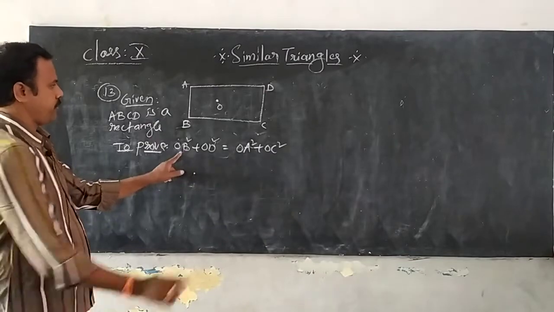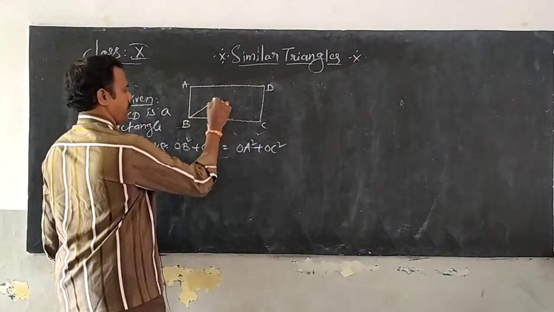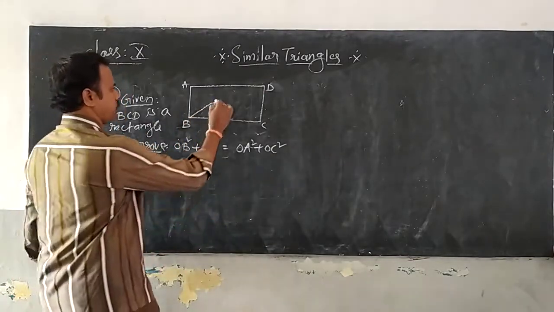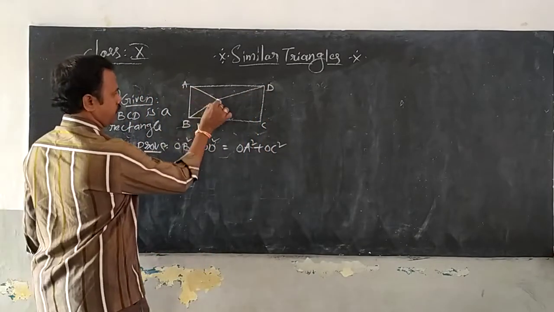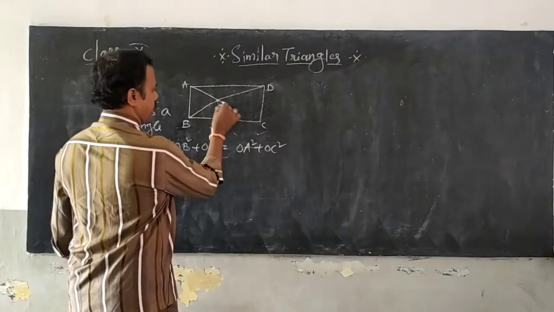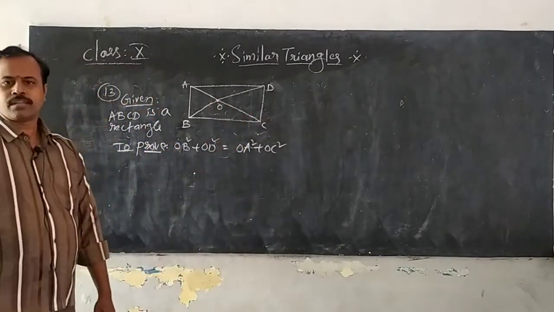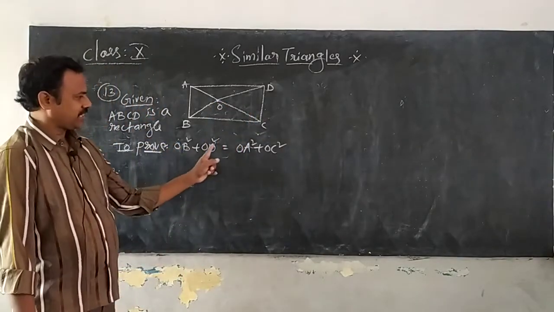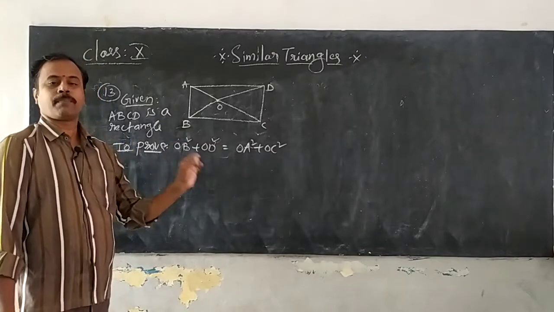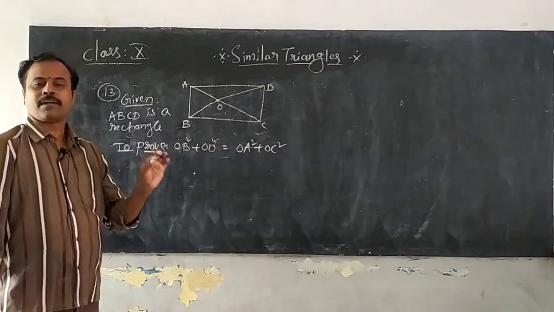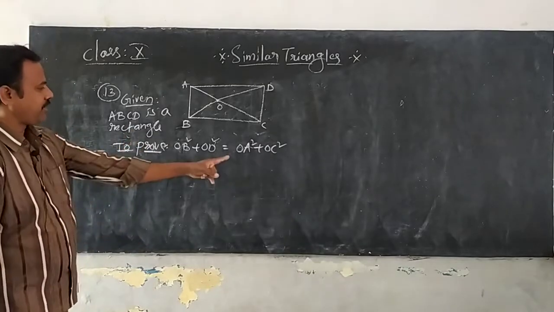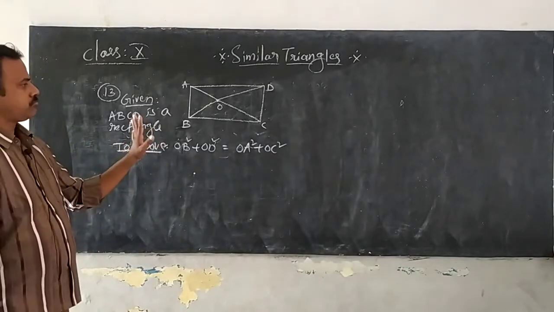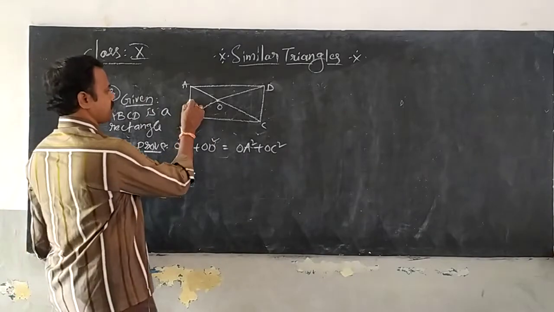Observe carefully. You need to join OB, OD, OA, and OC. As it is mentioning the squares, you need to apply the Pythagoras theorem. To apply the Pythagoras theorem, you must have a right angle there. Do we have any right angle here? No, we don't have. So I make a construction here.